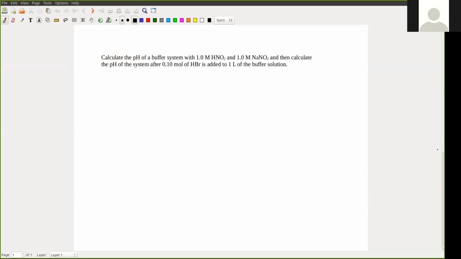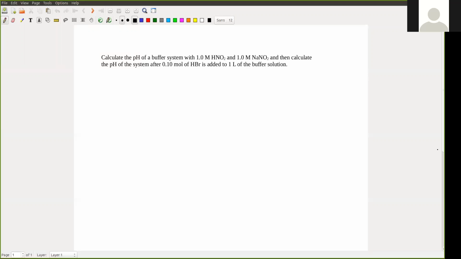as the buffer system. And then we're going to add 0.1 moles of hydrobromic acid to 1 liter of the buffer solution. So really what we want to look at is our concentrations. This one is relatively easy, but if you were to be in an exam or a quiz, this volume might be different. It might be 4 liters or it might be half a liter, and you'll want to make sure you calculate the concentration based on that.